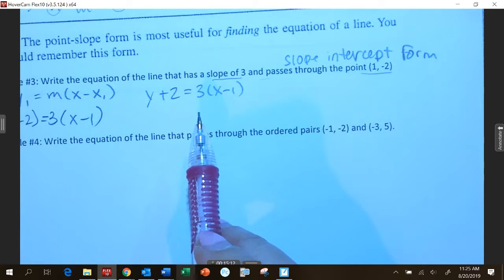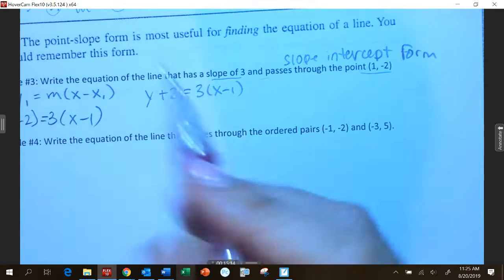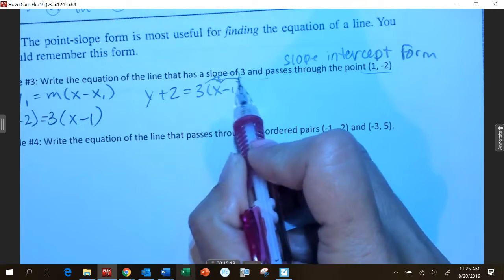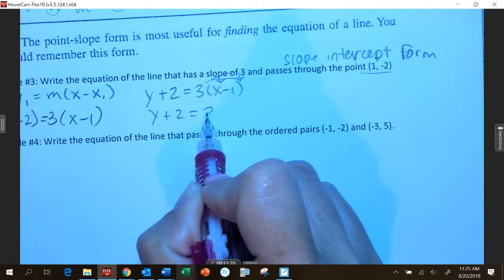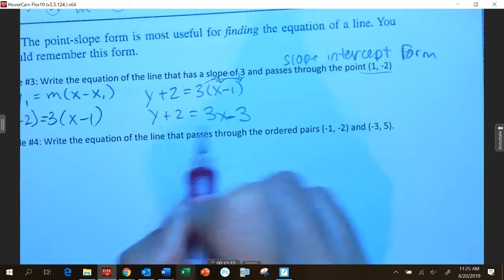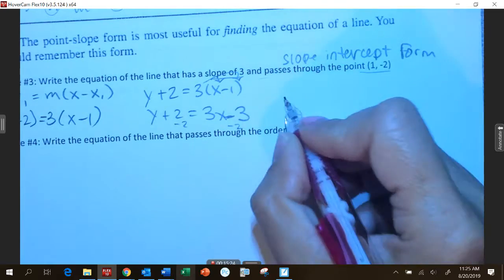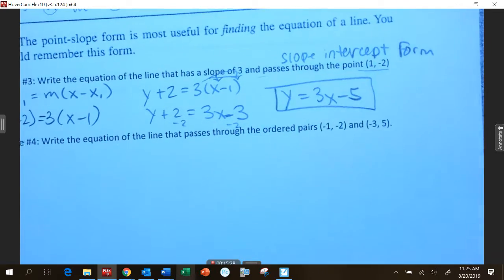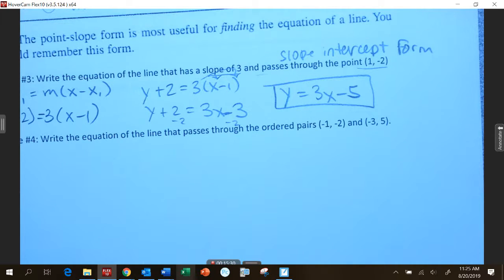Garen? Yeah, we're going to distribute first, then we'll just subtract. So distribute the 3. So y plus 2 equals 3x minus 3. And then we'll take away our 2. Now we have slope intercept. Okay?